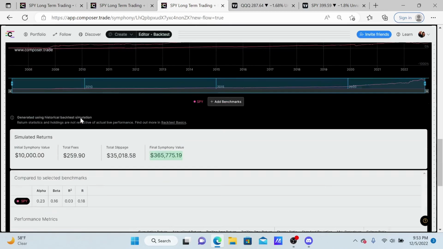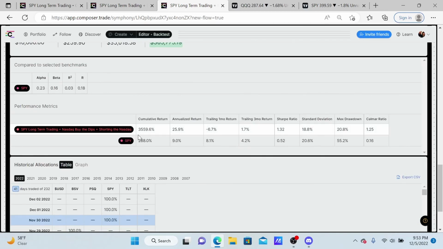So the overall results of that, the cumulative return is 3,559%, which equates to 25.9% annualized, Sharpe ratio 1.32, standard deviation of 18.8%, max drawdown of 20 versus a max drawdown of 55 on buy and hold, which is really, really good. Honestly, this is probably what most people are going to be concerned with. Calmar ratio 1.25 as opposed to 0.16 on the S&P 500.